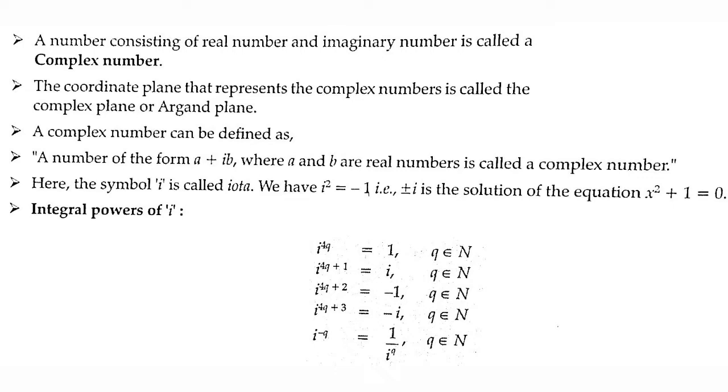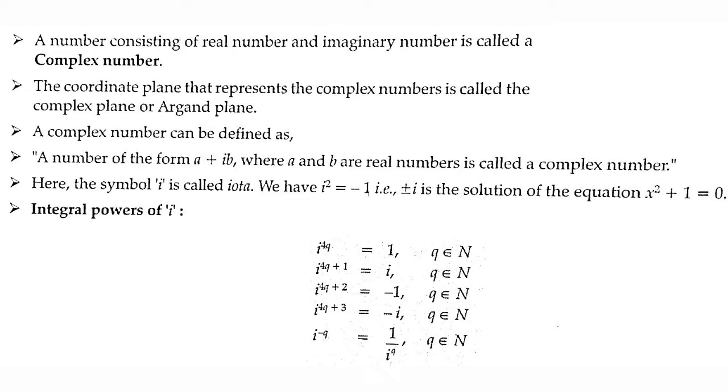The coordinate plane that represents the complex number is called the complex plane or Argand plane. Right students? The coordinate plane that represents the complex numbers is called the complex plane or Argand plane. It is similar to the Cartesian plane, right?